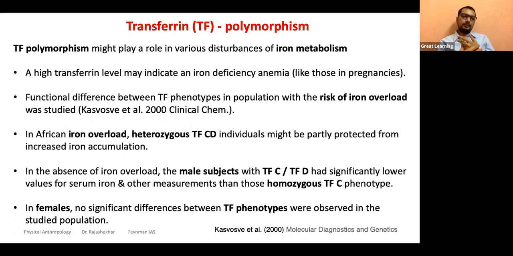Uncoated iron containers. So for them, it looks like the TFCD heterozygous combination seems to be protecting them. Some people actually show resistance to iron overload when they have TFCD, the heterozygous version of the TF, transferrin C and D alleles. So they seem to have some protection.